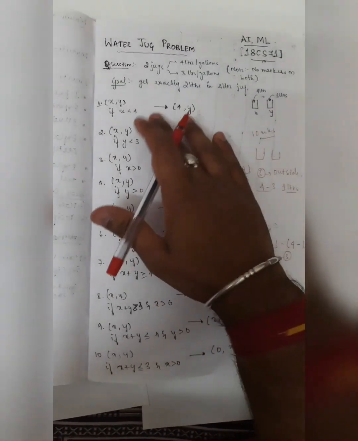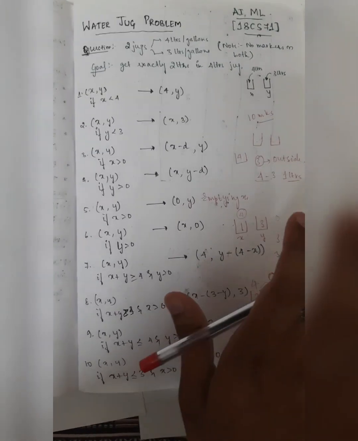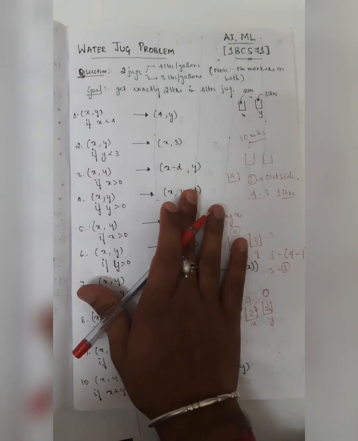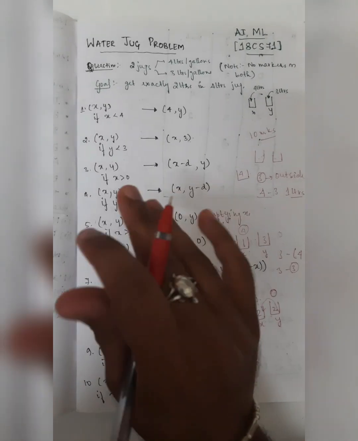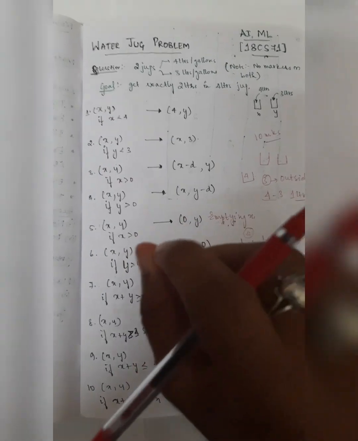So basically, you have to follow this set of rules in order to solve your water jug problem. I think you have all understood how exactly the water jug problem works, and this is a very important question. So please do note down all the things that were said in the video.